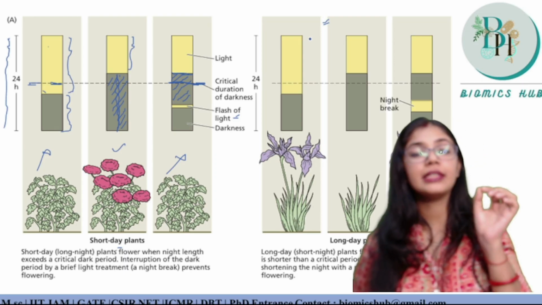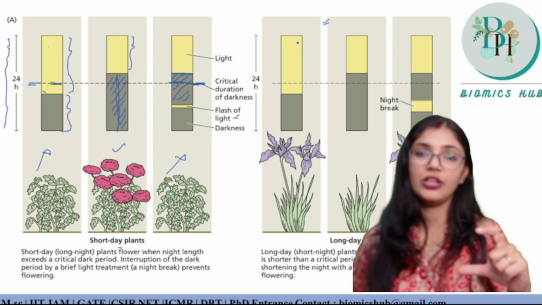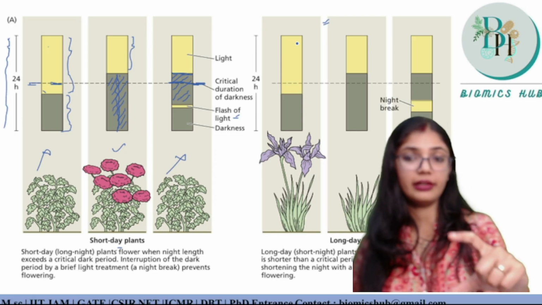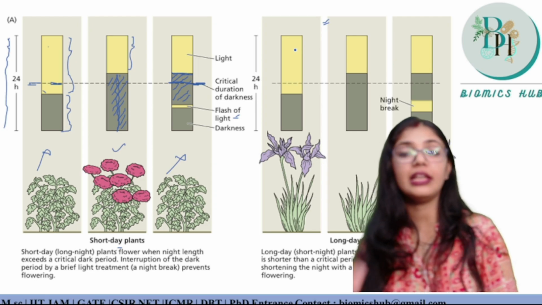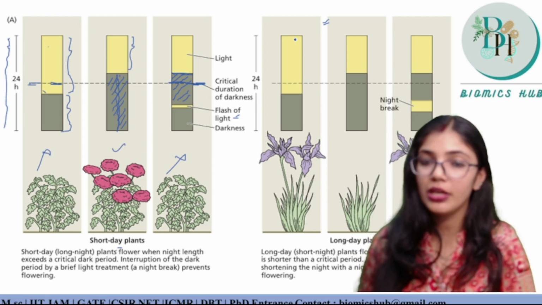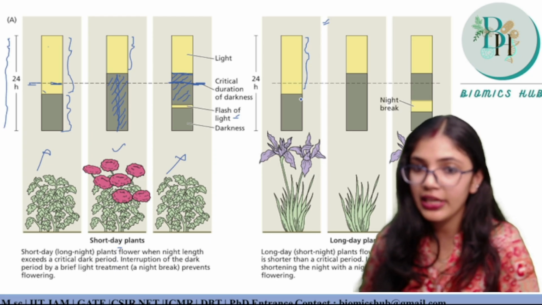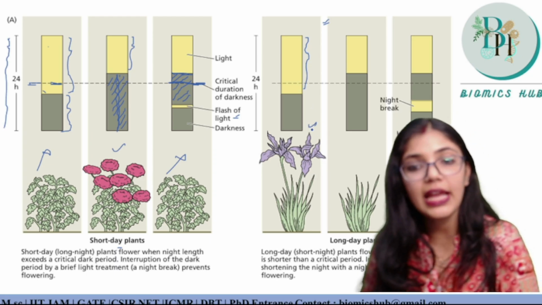Here it requires a long day. That means the light condition will be more as compared to the critical length; it should exceed the critical length. So here we can see that the light condition is exceeding the critical length. That means flowering can take place.